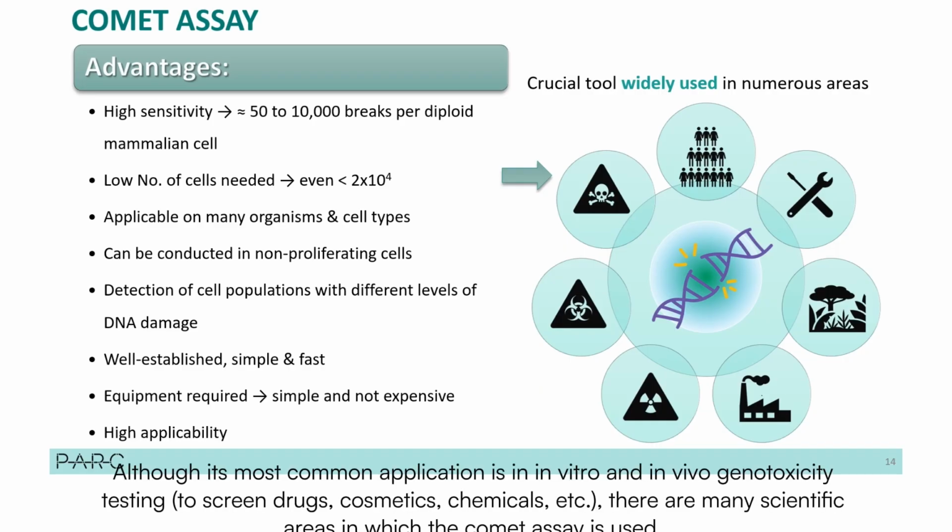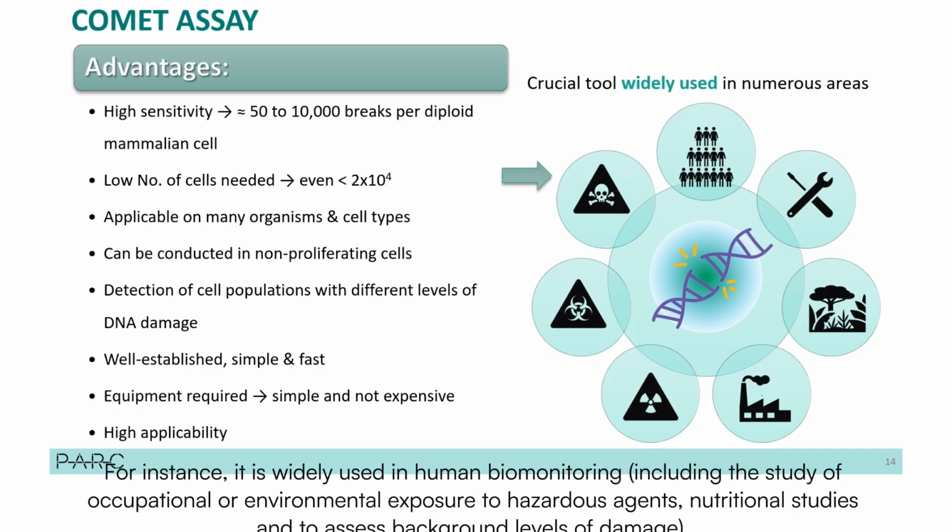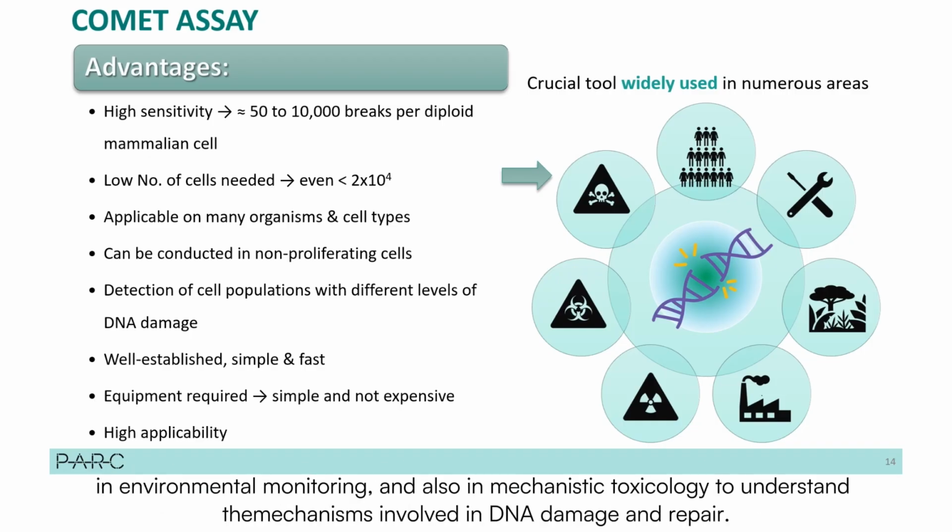Although its most common application is in in vitro and in vivo genotoxicity testing, to screen drugs, cosmetics, chemicals, etc., there are many scientific areas in which the comet assay is used. For instance, it is widely used in human biomonitoring, including the study of occupational or environmental exposure to hazardous agents, nutritional studies, and to assess background levels of DNA damage. In environmental monitoring, and also in mechanistic toxicology to understand the mechanisms involved in DNA damage and repair.